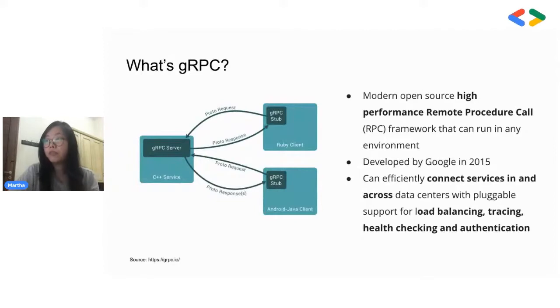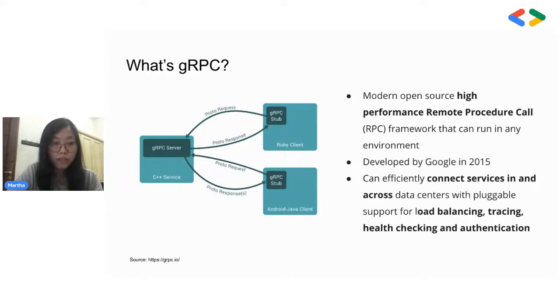So what is gRPC? gRPC is a modern open source high performance remote procedure call framework that can run in any environment. gRPC was developed by Google in 2015, so that's why the name is gRPC, Google RPC. You can efficiently connect services in and across data centers with pluggable support for load balancing, tracing, health checking, and authentication.